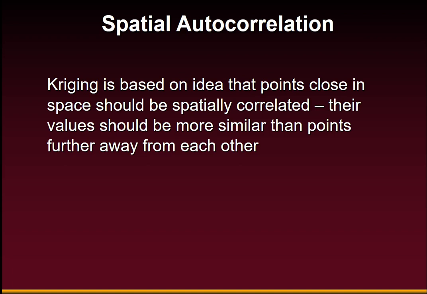Kriging is based on the idea that points close in space should be spatially correlated. Their values should be more similar than points that are further away from each other. This is Tobler's first law of geography that you may already be familiar with. Kriging takes into account the spatial structure of the data values, and it does this by modeling what's called the variogram.